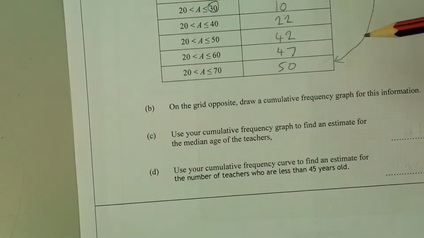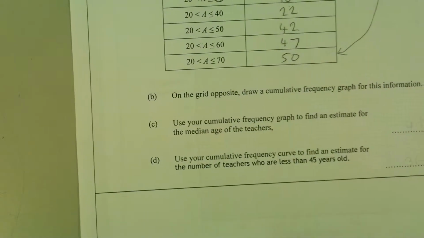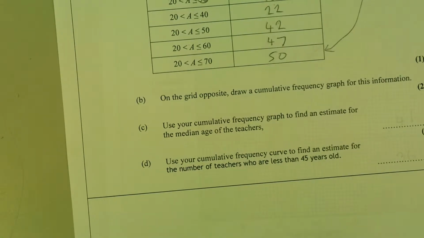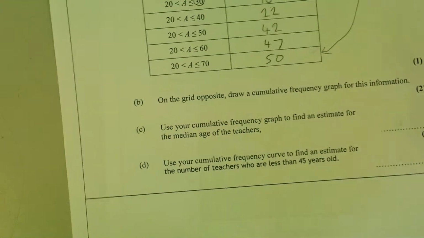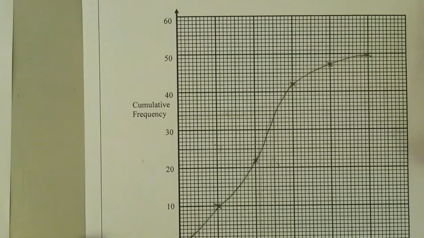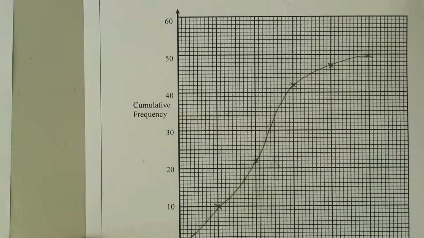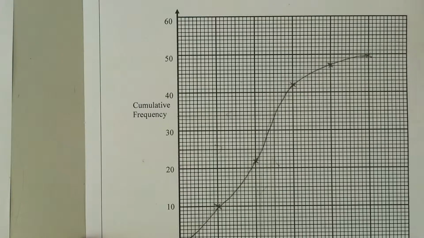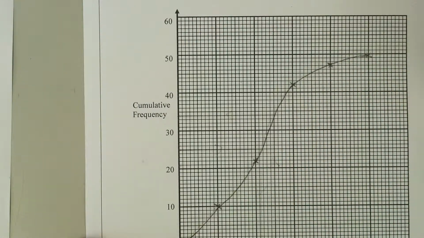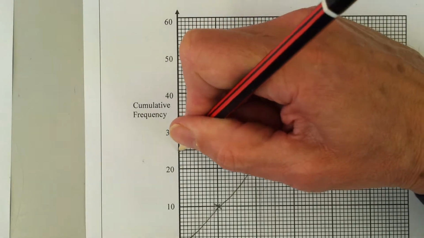Use your cumulative frequency graph to find an estimate for the median age of teachers. This one says estimate because it's a cumulative frequency curve. They're not accurate from the diagrams, they're only approximate, so it says estimate. So median, let's go back again. There are 50 teachers. Strictly speaking, we would add 1 and half it to get the medianth value, but because it's not too accurate on a curve, it's good enough to just half the 50. So the medianth value will be at half of 50, which is 25.